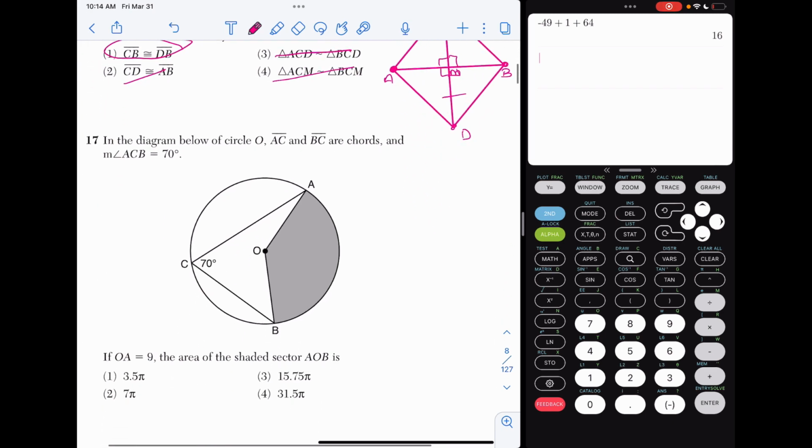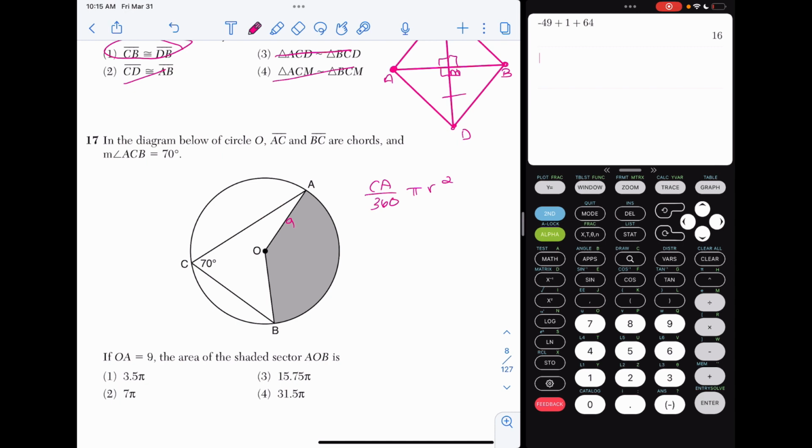All right, number 17. In the diagram below of circle O, AC and BC are chords, and angle ACB is 70. If OA is 9, find the area of the shaded sector. So sector area, the formula is the central angle over 360 times pi r squared. And I've been seeing the Regents do this a lot lately, where they do not give you the central angle, but they give you an inscribed angle instead. So here's what we do with that information.